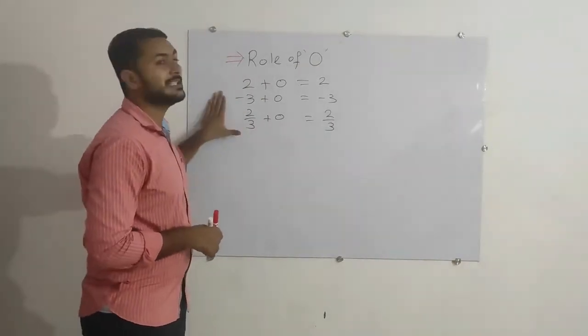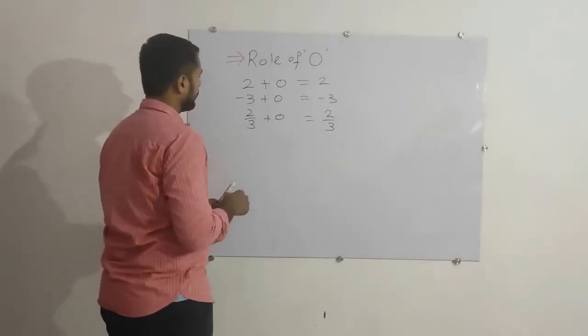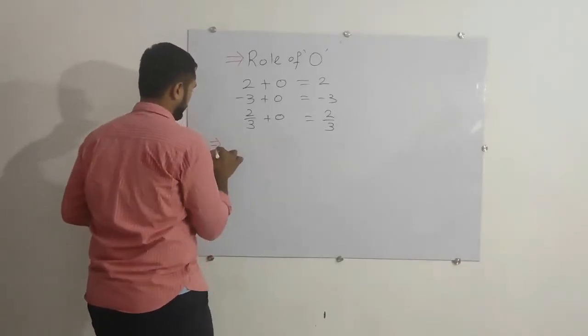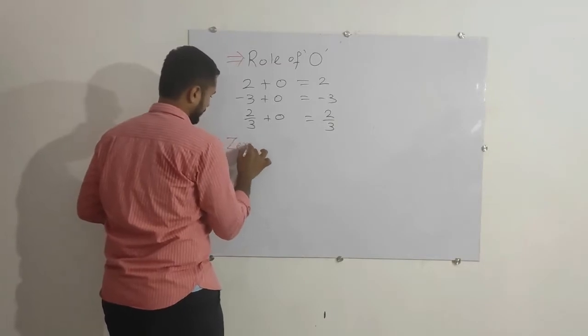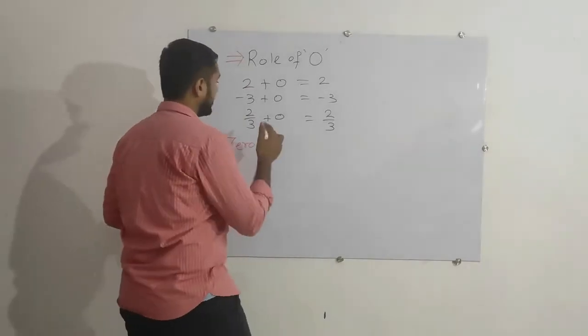Because of this property, we can say that 0 is the additive identity.